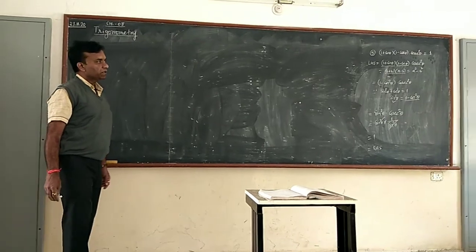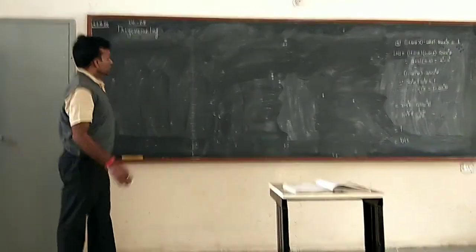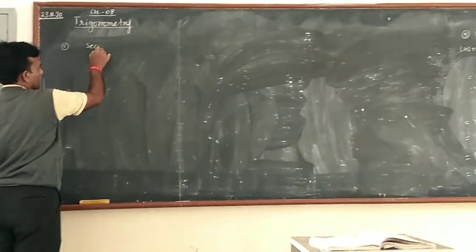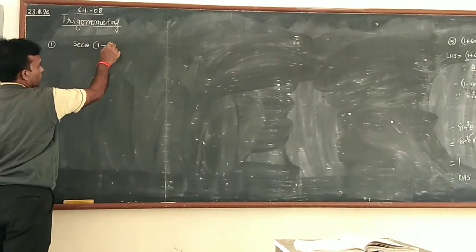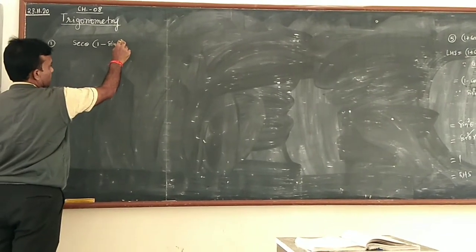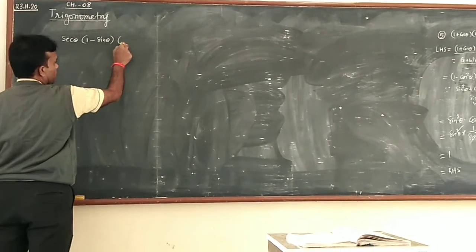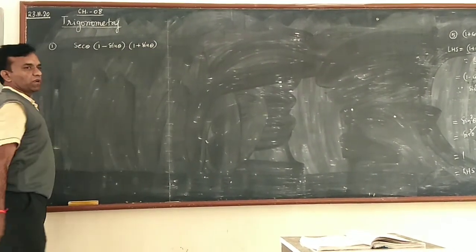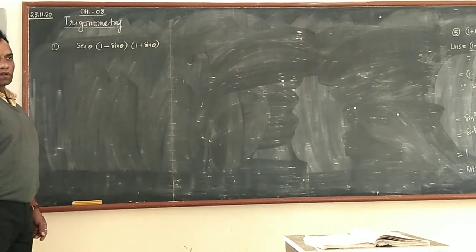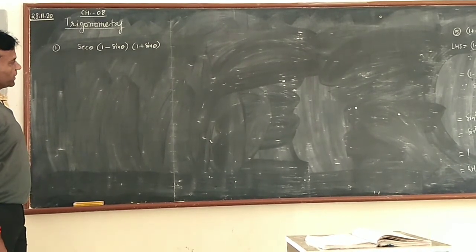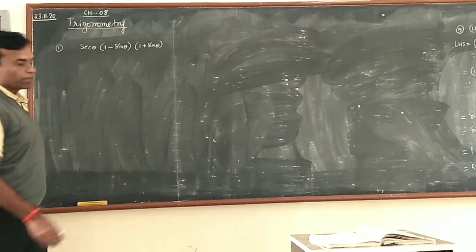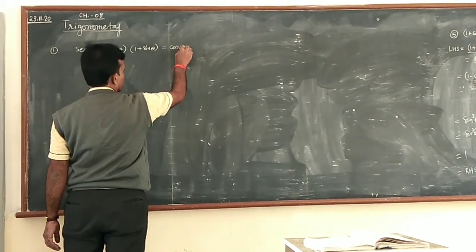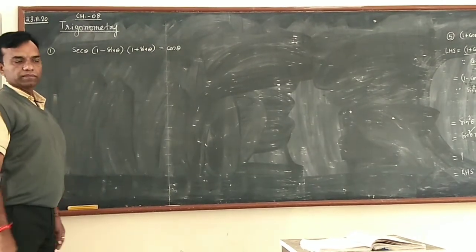Then we have another question. Write down sec theta into 1 minus sin theta into 1 plus sin theta. What is the result? It is equal to cos theta. How is it cos theta?